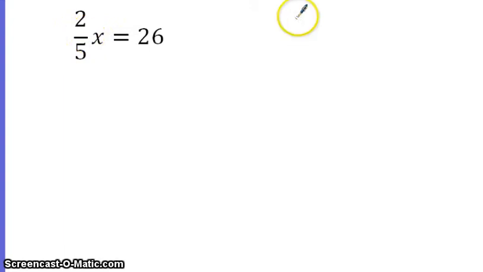Now, a reciprocal, let's say I had the fraction 3 over 8. Its reciprocal would be when I flip these around, that's 8 over 3. So the reciprocal of 3 over 8 is 8 over 3. The reciprocal of 2 over 5 is 5 over 2.